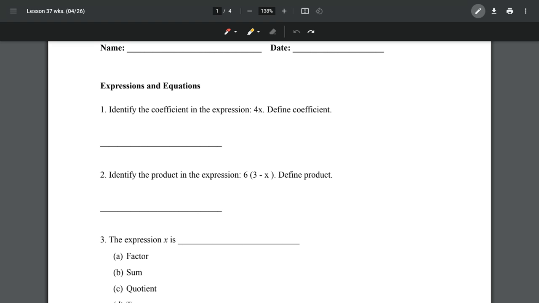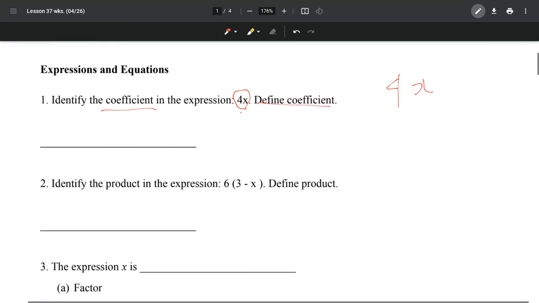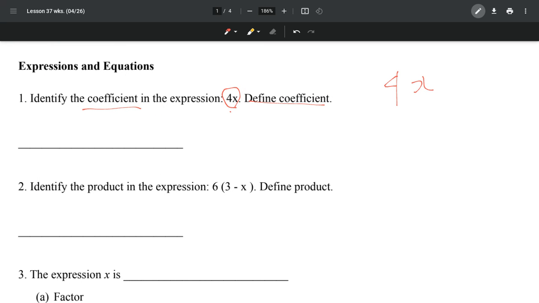So, expressions and equations. Number one, they're asking us to identify the coefficient in the expression 4x, and define what coefficient is. So, first let's define what coefficient is. So, we have 4x, right? And coefficient is basically the number in front of the variable. And so, the variable in 4x is x, right? And so, the number in front of the variable would be 4. And so the coefficient in the expression 4x would be 4.